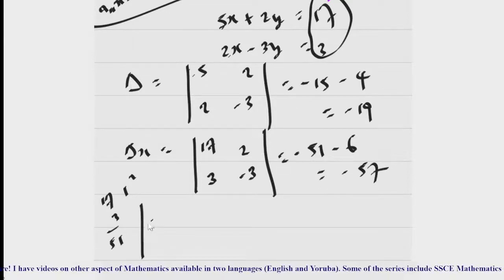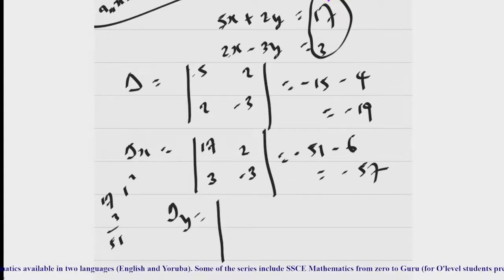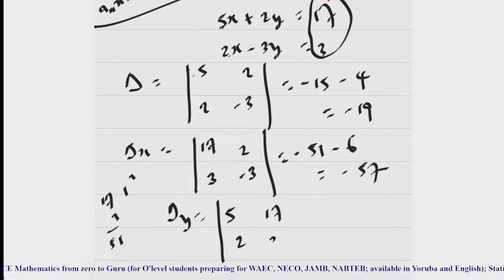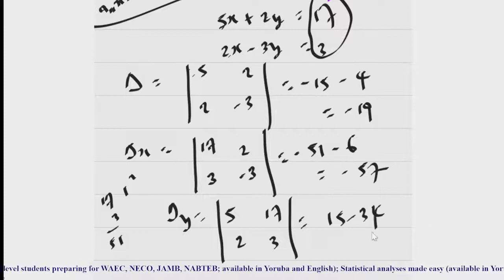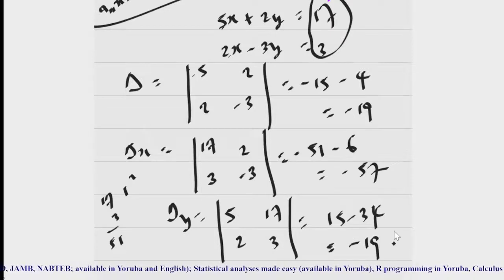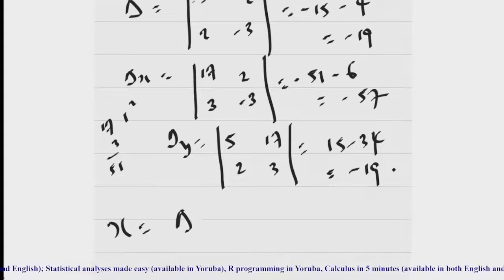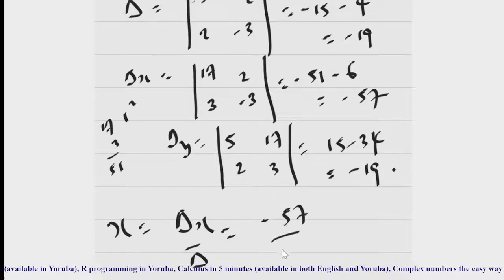Then you also find dy. Like we have done in dx, instead of copying the column of y's, you replace it with what you have on the other side. Then I have 5, 2. Instead of writing 2, minus 3, I will replace it with 17, 3. And that is going to give me, if you find the determinant, 15 minus 34. What is 15 minus 34? That should be minus 19. I hope you understand now. Then your x, like I said the other time, will now be dx over d. What is my dx? Minus 57 divided by minus 19.